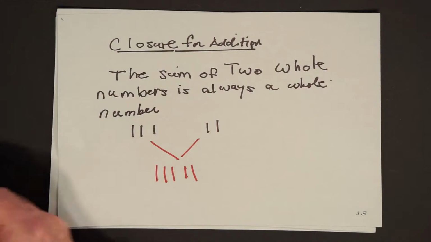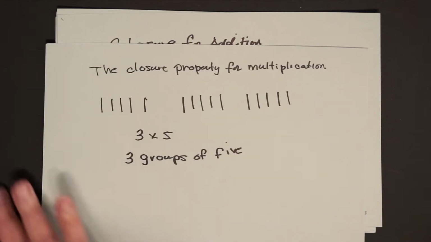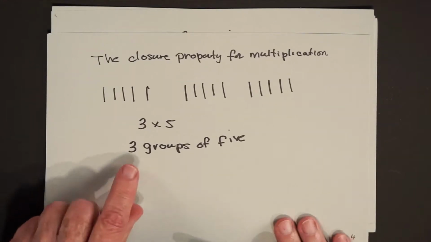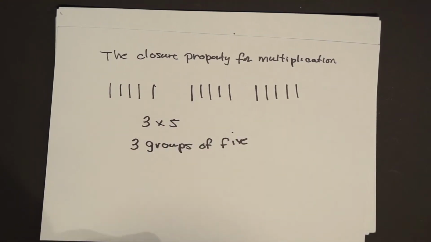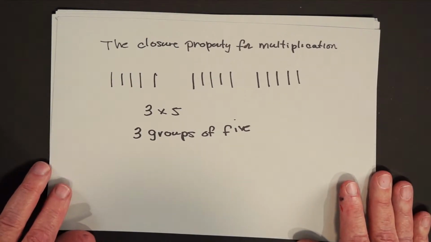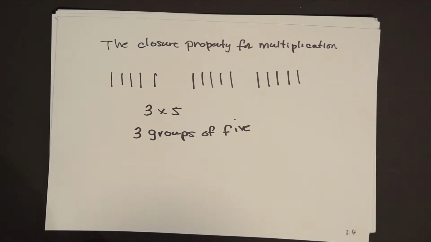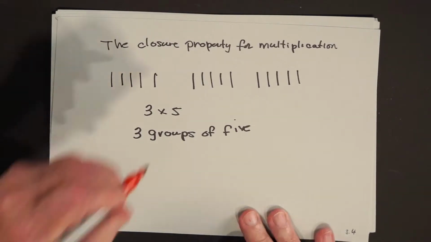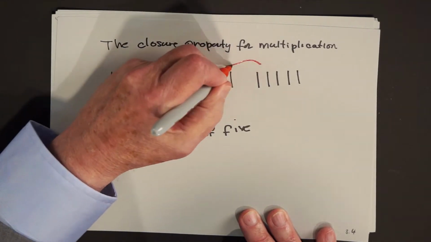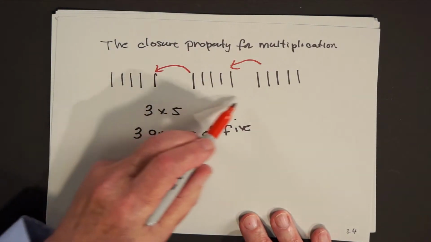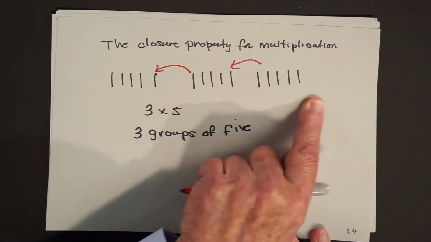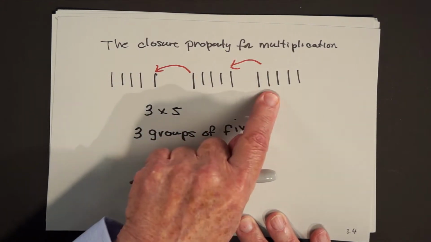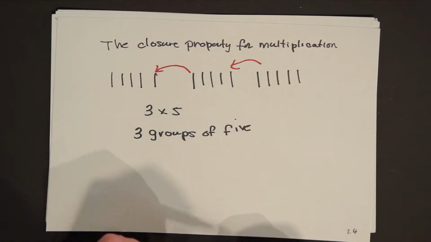The closure property for multiplication is pretty much the same thing. What does 3 times 5 mean? It means you have 3 groups of 5. What does my fundamental property tell me? That the number of tally marks doesn't depend on how they're arranged. So I can push these 5 over, I can push these 5 over, and now what do I have? One group of 15. And I don't even have to know the name 15. I have this many. In other words, this many plus this many plus this many is this many.